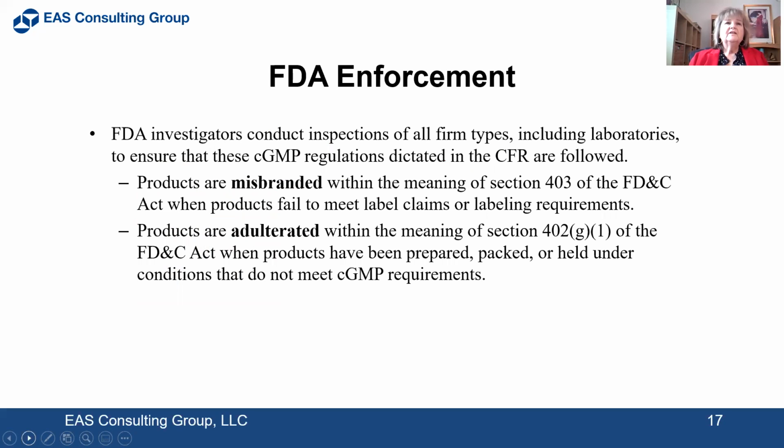So the two words you need to really pay attention to are misbranded and adulterated. Those are the words that the FDA will use with any enforcement action. Products are misbranded within the meaning of Section 403 of the FD&C Act when products fail to meet label claims or labeling requirements. Products are adulterated within the meaning of Section 402(g)(1) of the FD&C Act when products have been prepared, packed, or held under conditions that do not meet CGMP requirements.